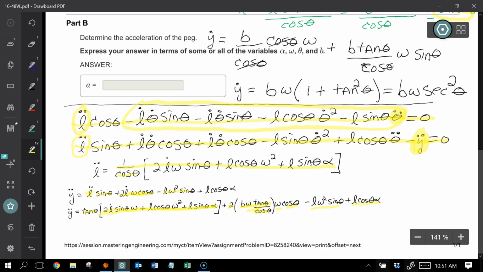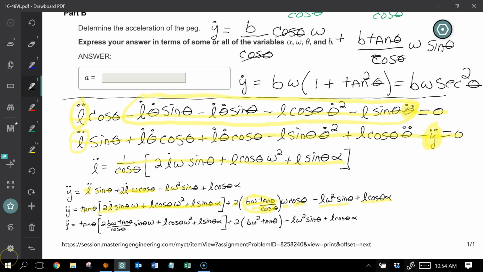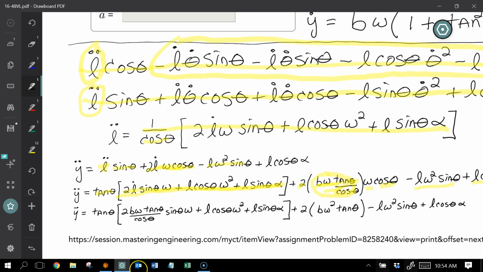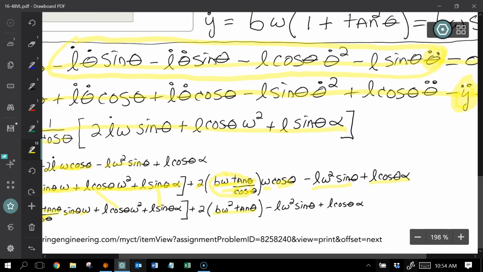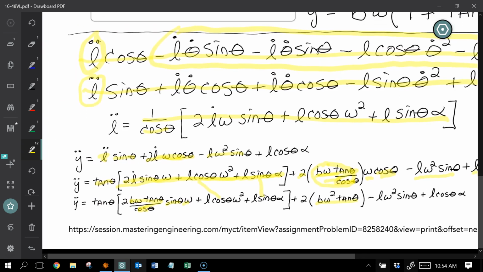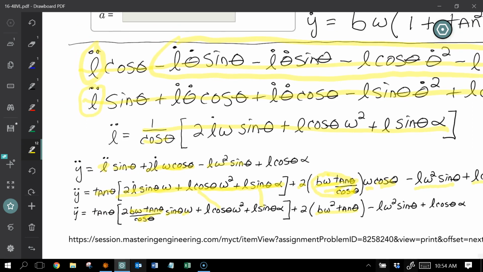The next thing I'm going to do is put in the value for L dot and then try to simplify a little bit. Okay, so here I've simply plugged in for the L dot. This term here is the L dot, so that's 2 L dot sine theta omega. Then I just copied this term down, which I didn't change. And then I simplified here, taking the cosine over the cosine. So this term is this one, and the others are exactly what they were before. One more step, so I'll pause and come back.